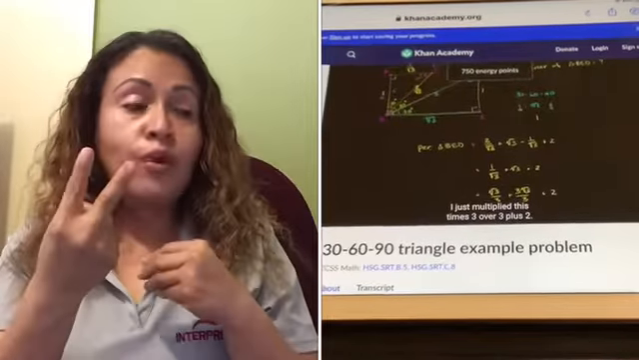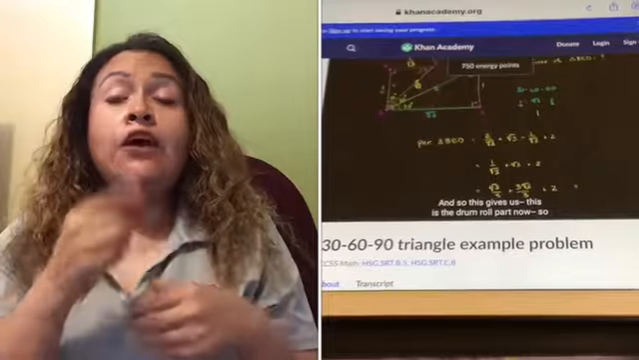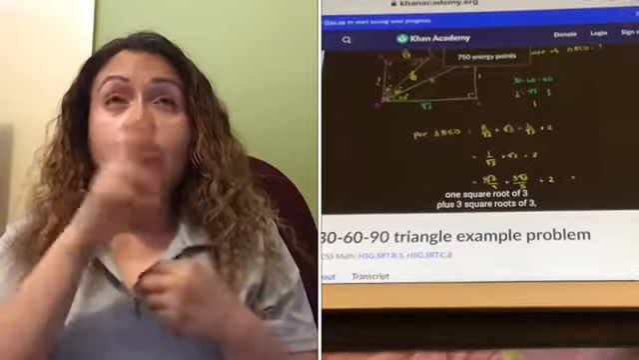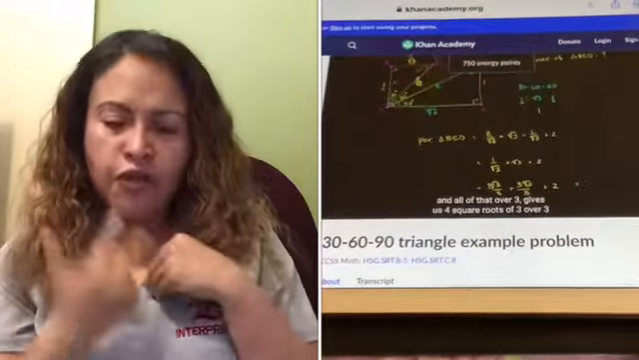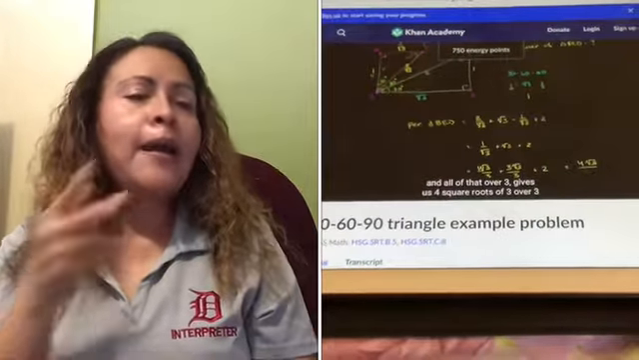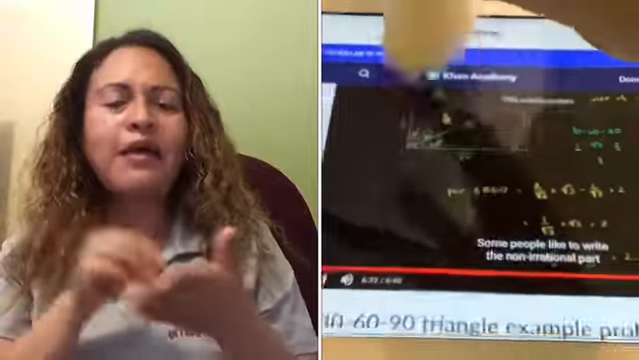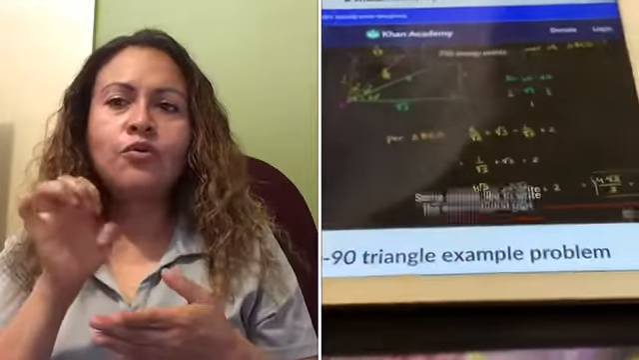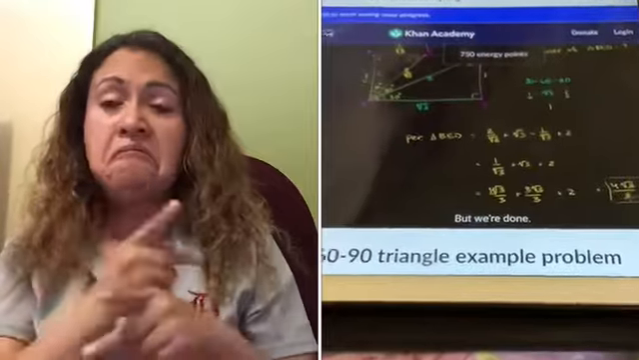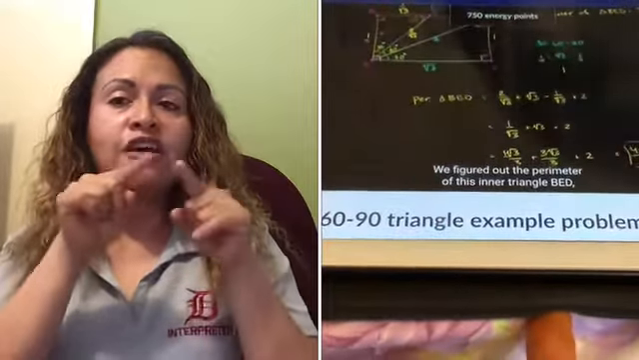And so this is the drum roll part now. 1 square root of 3 plus 3 square roots of 3, all of that over 3, gives us 4 square roots of 3 over 3 plus 2. Or you can put the 2 first. Some people like to write the non-irrational part before the irrational part. But we're done. We figured out the perimeter of this inner triangle, BED, right there.